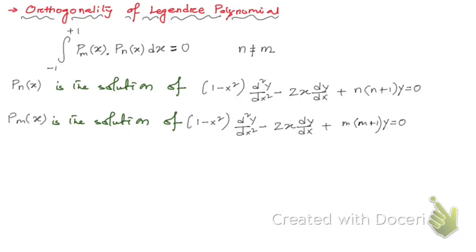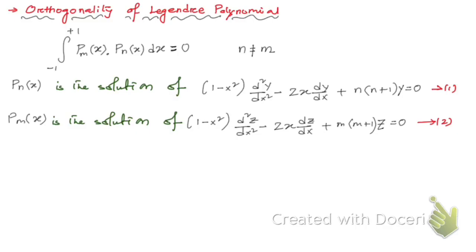Let me take this as equation number 1 and this as equation number 2. What we're going to do is multiply 1 by z and 2 by y. Let me change the variable here: instead of y, let me write z in equation number 2. These are the same equations, but I have used different variables, as I have written two different Legendre polynomials.